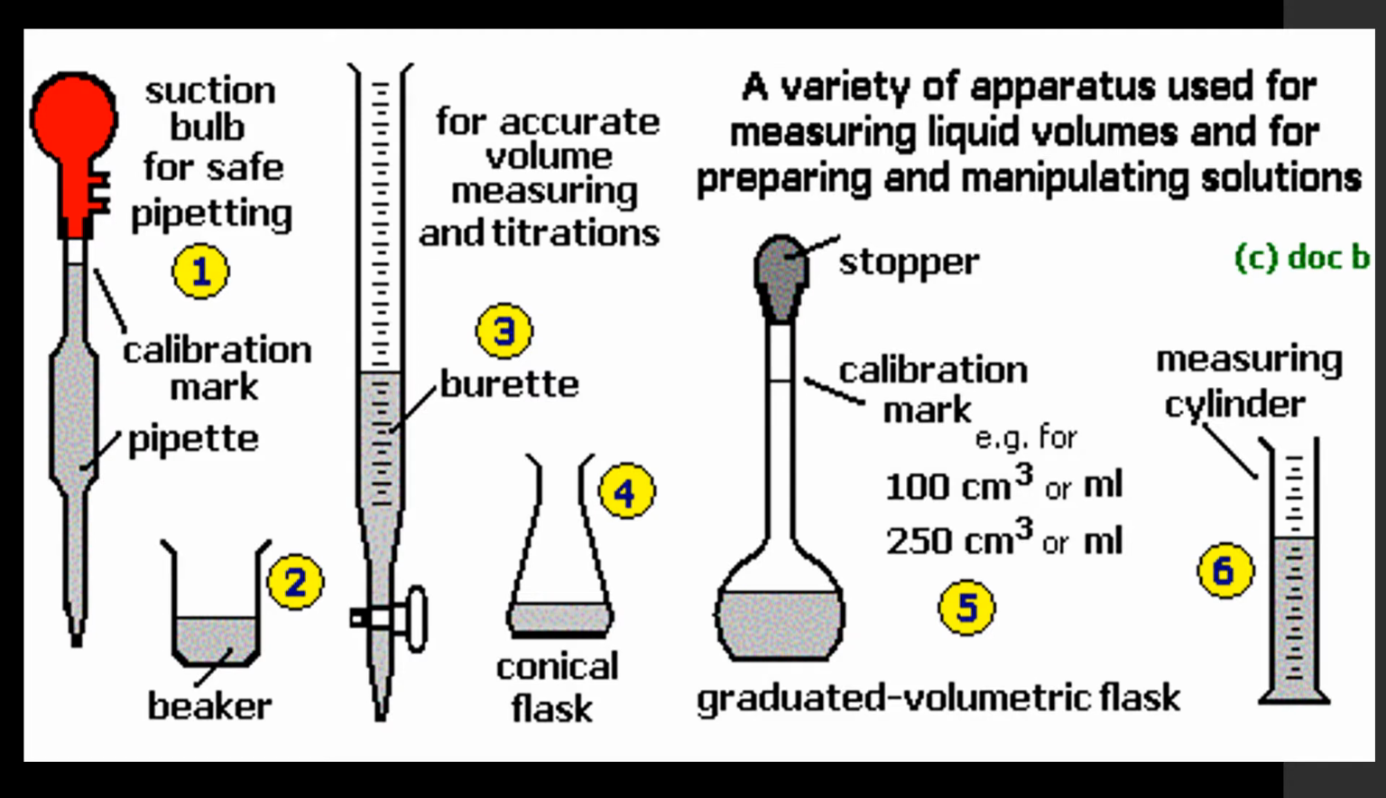A couple of the other pieces of equipment: we have a suction bulb on a pipette for safe pipetting. Beakers you should be familiar with. A burette is used for accurate volume measuring and titrations. A conical flask is also known as an Erlenmeyer flask. Now we have this graduated volumetric flask, used for measuring liquids and preparing and manipulating solutions. We have a calibration mark. Remember, the bottom of the meniscus of the solution should hit that calibration mark. And there's a measuring cylinder. If we do have issues with measuring, we can always calibrate by weight.